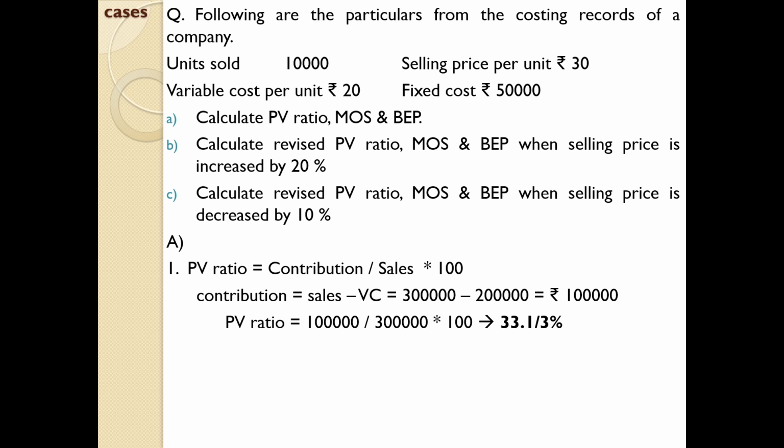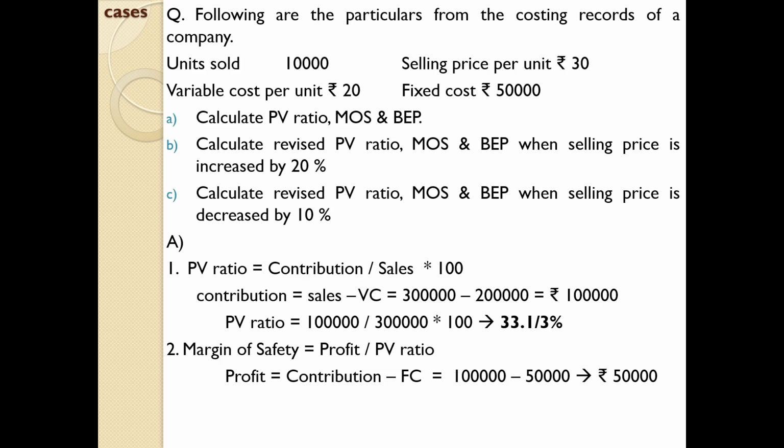Next, you need margin of safety. Margin of safety can be computed by two equations, and we will be using profit by PV ratio. In this case, profit is not given, so you need to find profit. For finding the profit, you need contribution minus fixed cost. We already found contribution. Fixed cost is also given in the question, so you can find profit is 50,000. So let's substitute directly in the margin of safety equation. Margin of safety is 50,000 divided by PV ratio 33 1/3%. You will get margin of safety.